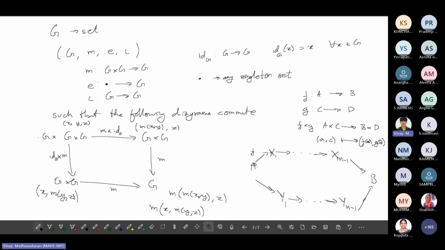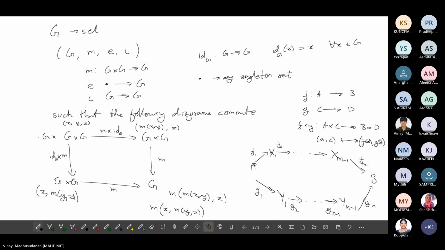So here you have some functions like F1, F2, etc., Fm, G1, G2, etc., Gn, and so on. Okay. So what does it mean to say that this diagram commutes?